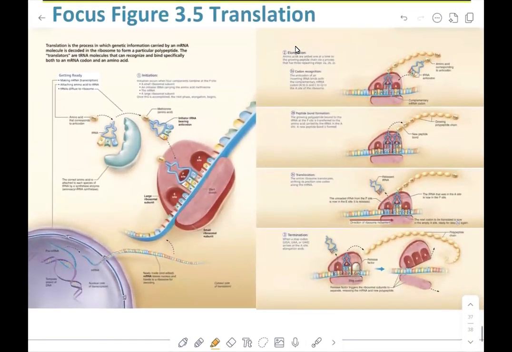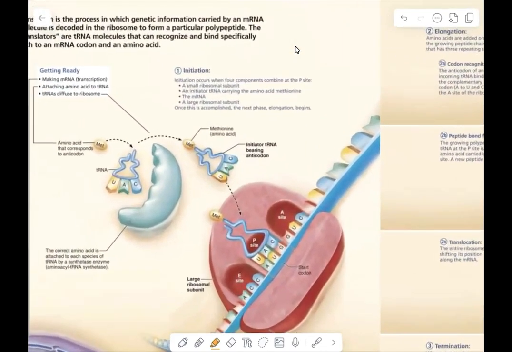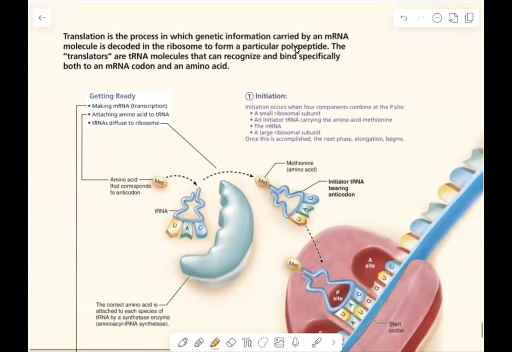So now what we're looking at here is translation. There's a lot going on in this slide. There are a couple of things you don't have to know, but we've already talked about what transcription is. Translation now is the process in which the genetic information from the mRNA is decoded by the ribosome into a polypeptide. So the translators are tRNA molecules, and they recognize the mRNA codon, and they bring in an amino acid.